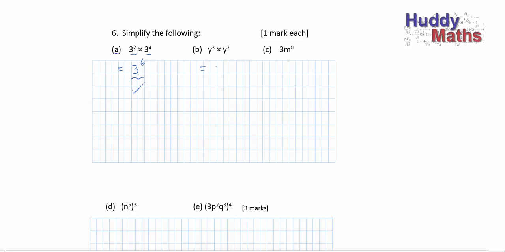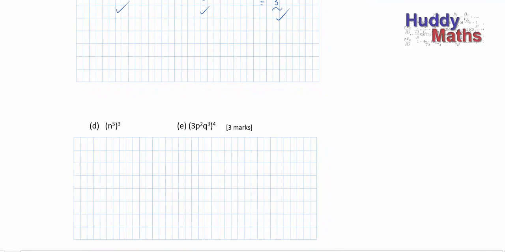And here both got bases of y, so it's y, add the powers, y to the 5th. 1 mark for that. 3m to the naught is 3 times m to the naught, which is 1, with the proviso that m is not equal to naught. So the answer here is 3, 1 for that.